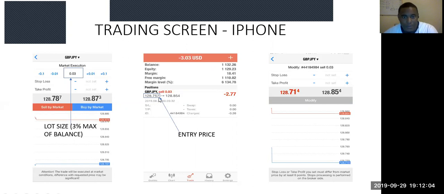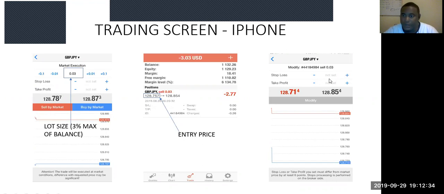And the numbers right below the pair's name, the GBP, JPY, 128.757 is our entry price. And because we sold, we can do the math. Let's disregard that 7. 75 minus 10 would give us 65. So for our take profit, hold down this area where the trade is, where the entry price is, hold it down, hit modify, and it'll take you to the screen on the right.